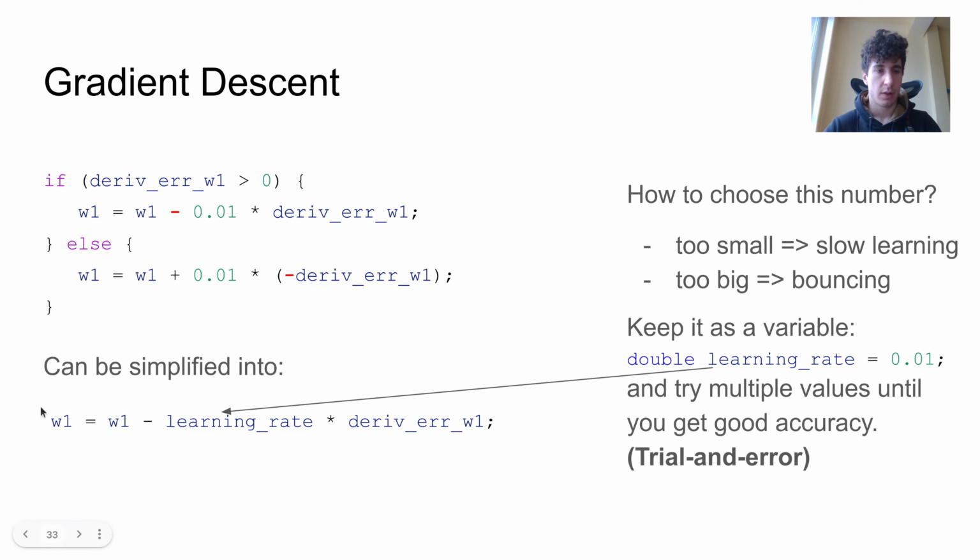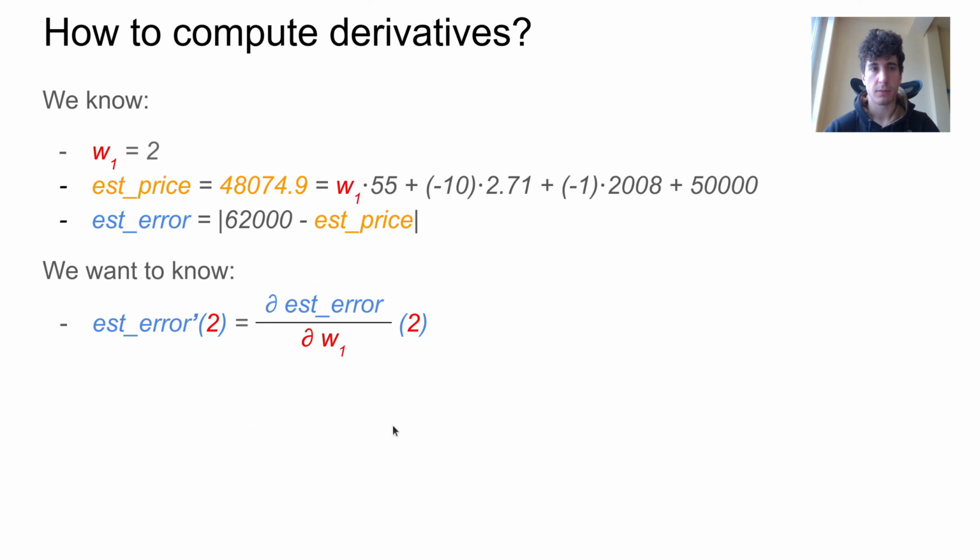Alright, so here we have a formula that says weight 1 will change by a learning rate, which is a constant, times this derivative. Now, how can we compute derivatives? How can we know the derivative of the estimation error? So we have this constant, we know that W1 is 2. We know the estimated price and how we computed it. And the estimation error is the absolute difference between the two.